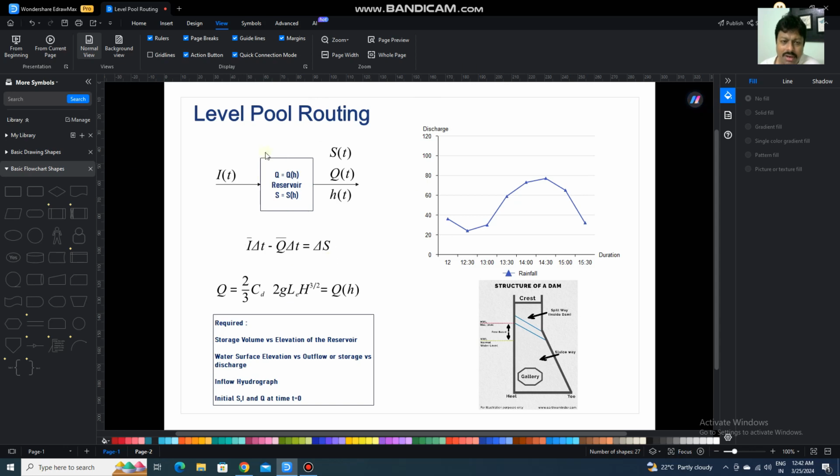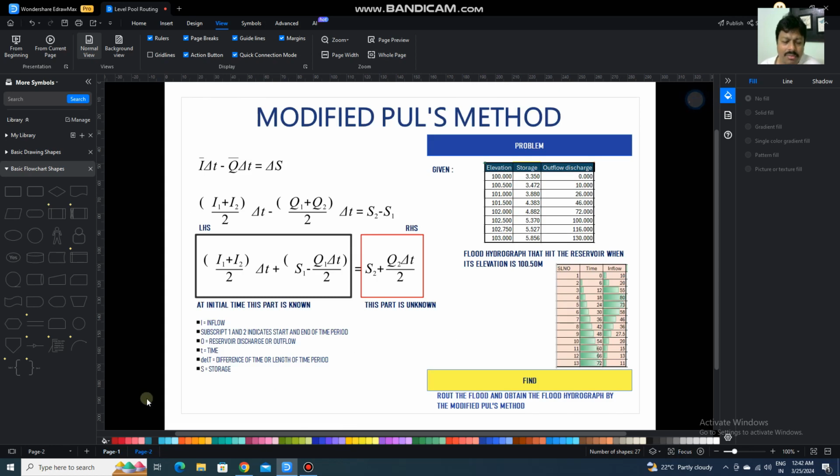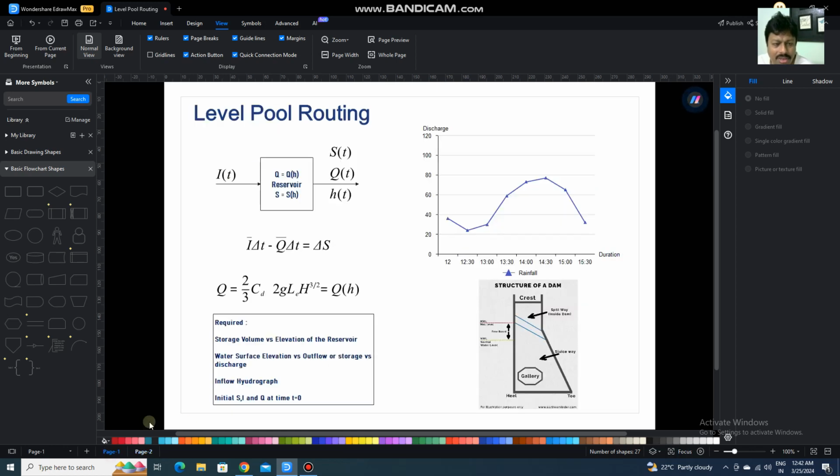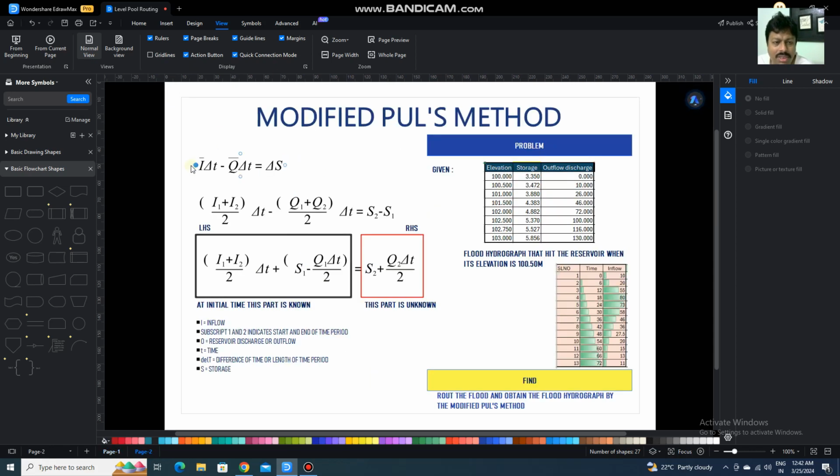So reservoir level pool routing has its own methodology to calculate the outflow hydrograph, the characteristics of the outflow hydrograph. But today's topic is not level pool routing, but another method of reservoir routing, which is known as the modified pulse method. Modified pulse method. Here also I have written the same equation that we discussed in the earlier video on level pool routing. This is derived from the continuity equation, and it can be written like this.